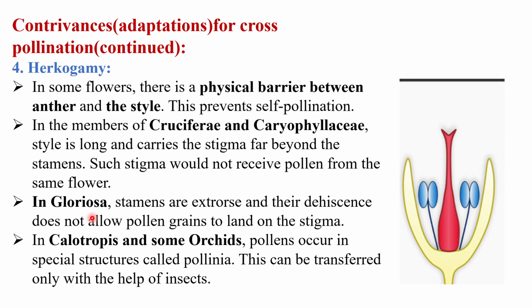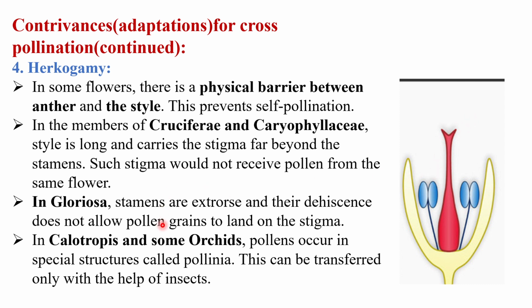Then we will see herkogamy. In some flowers, there is a physical barrier between anther and the style. This prevents self-pollination. In the members of Cruciferae and Caryophyllaceae, the style is long and carries the stigma far beyond the stamens. Such a stigma would not receive pollen from the same flower. Here the style is very long, so it is very difficult to receive the pollen from the anther.